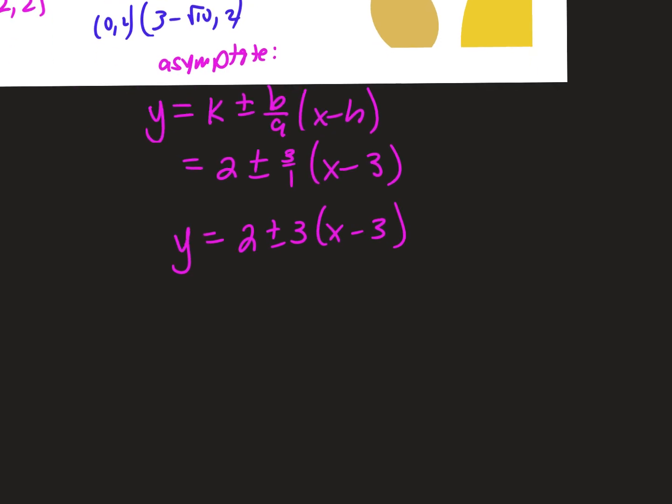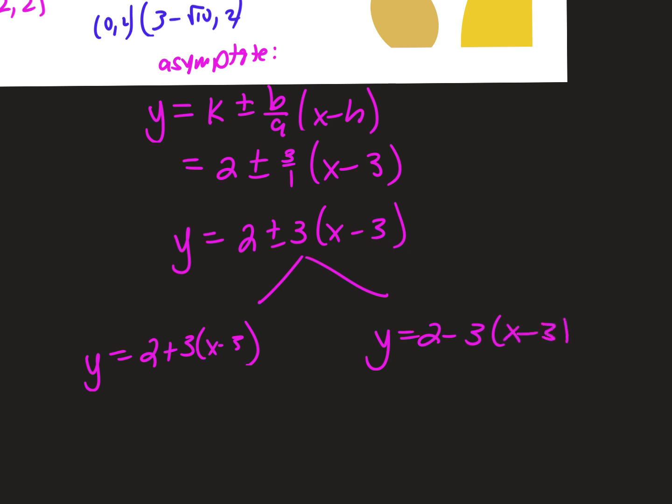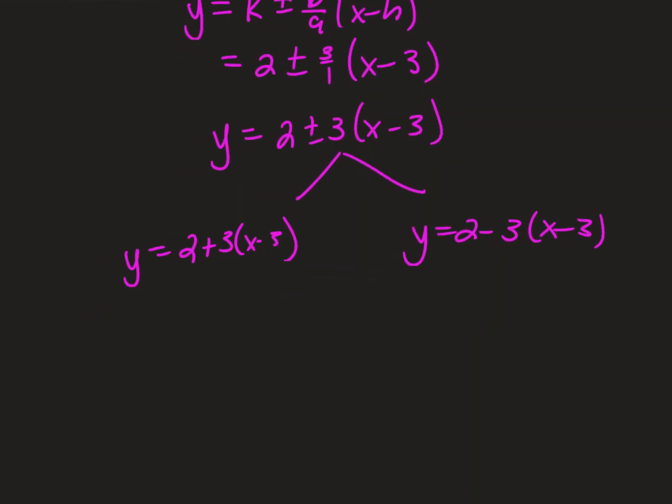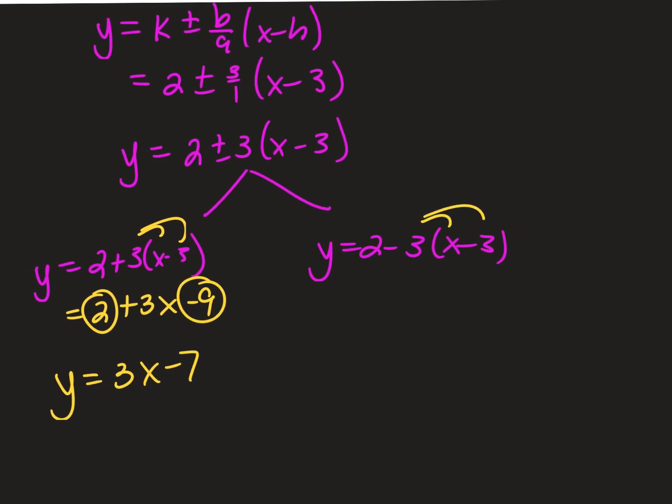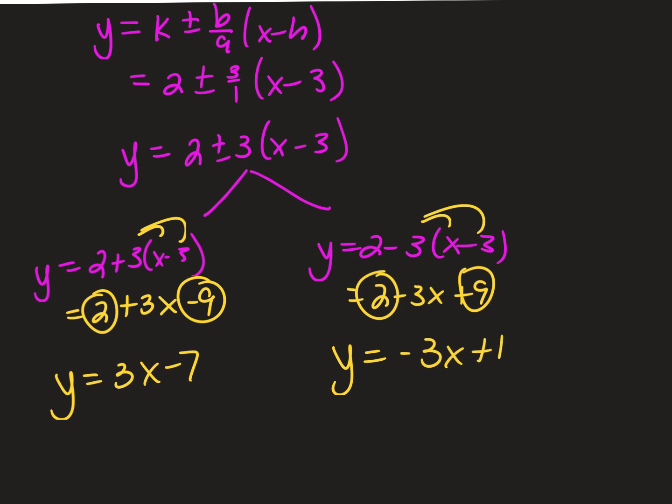Now remember, guys, we have two equations here. I have y equals 2 plus 3 times x minus 3, and I have y equals 2 minus 3 times x minus 3. So let's algebraically work this out. We'll distribute our 3. So we have 2 plus 3x minus 9. Combine like terms. So you have an asymptote at y equals 3x minus 7. And then here we'll distribute. So we have 2 minus 3x plus 9. Combine like terms. So an asymptote at y equals negative 3x plus 11.